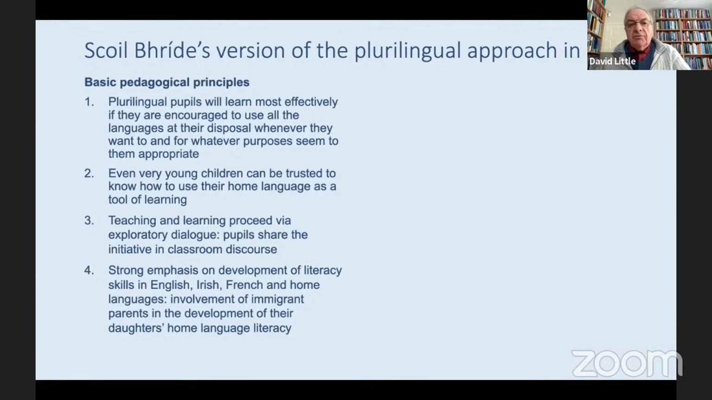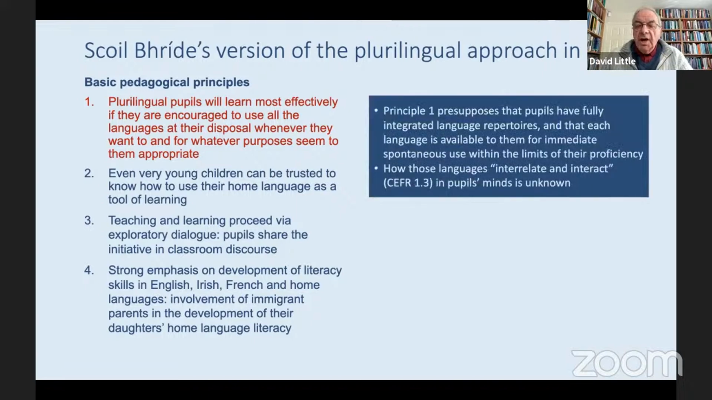We can summarize Scoilride's version of the plurilingual approach as it existed in 2015 by setting out these 4 basic pedagogical principles. First, plurilingual pupils will learn most effectively if they're encouraged to use all the languages at their disposal whenever they want to, and for whatever purposes seem to them appropriate. Now, this principle presupposes that pupils have fully integrated language repertoires and that each language in that repertoire is available to them for immediate spontaneous use within the limits of their proficiency. How those languages interrelate and interact in pupils' minds is unknown and unknowable.